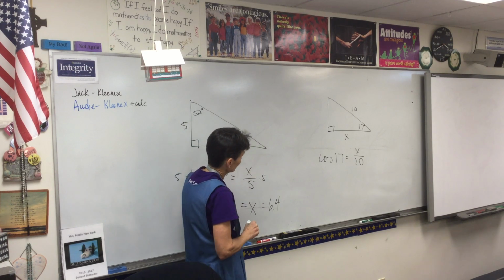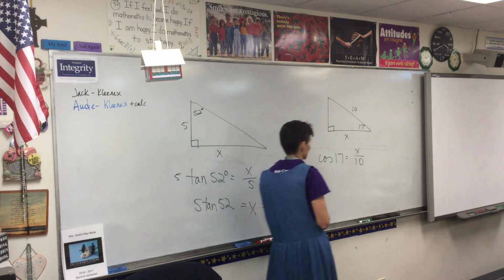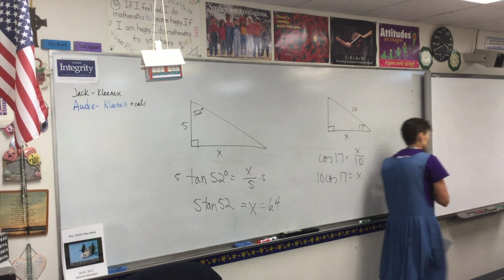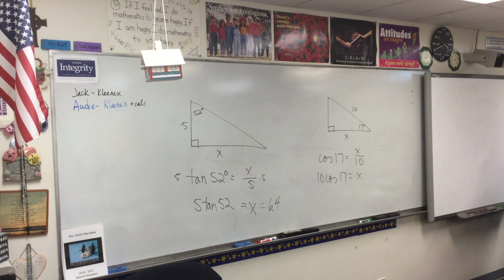How do we solve an equation like that? Multiply by 10. Multiply by 10, perfect. And we should have come up with 10 cosine 17, 9.6.